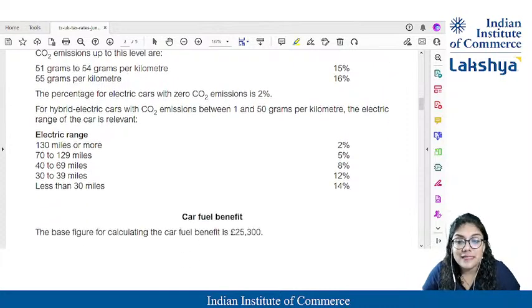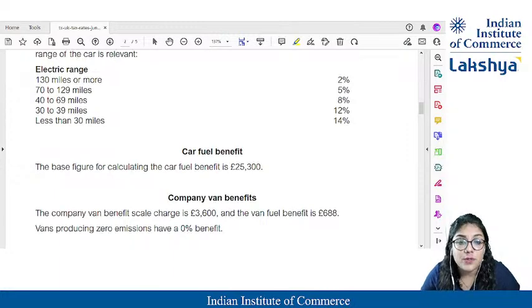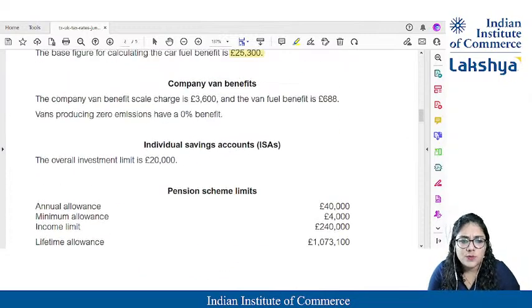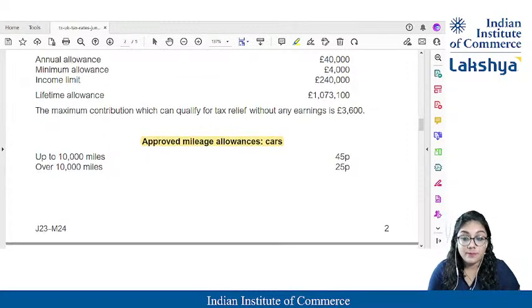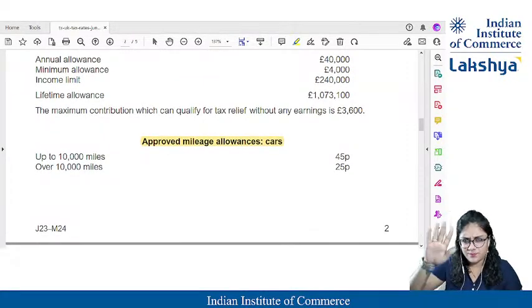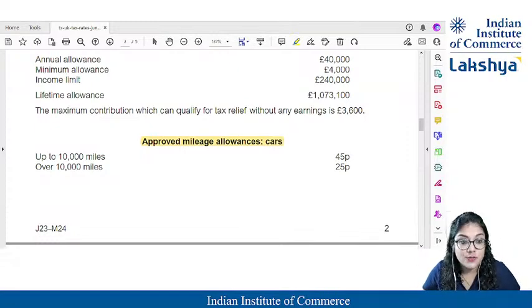The percentage for some electric cars, the car fuel benefit, or the base fuel benefit, like if any employee is getting a direct benefit of the fuel, then 25,300 is the figure which is given. Okay, so these are some mileage rates, also approved mileage. If an individual is getting up to 10,000 miles, then 45 pence is to be allotted. So they will be getting some approval or else some allowances also.